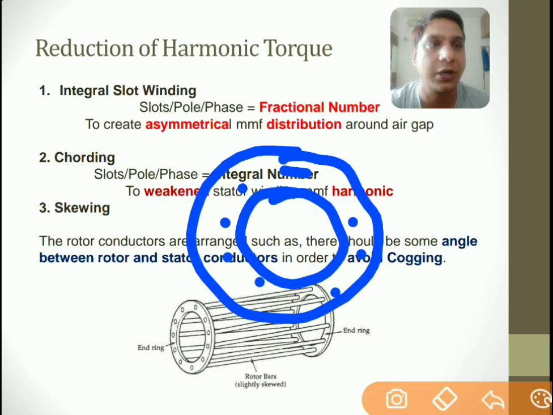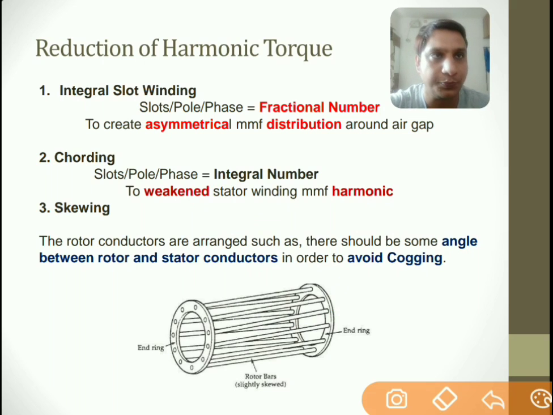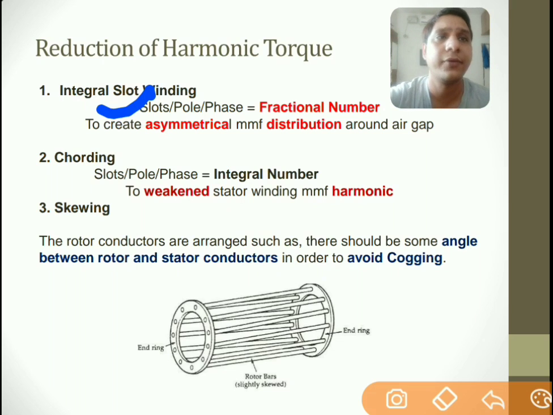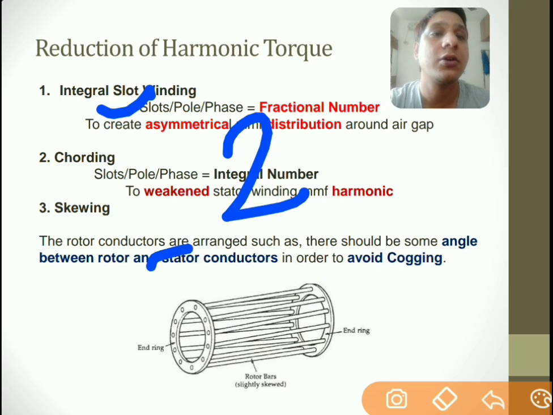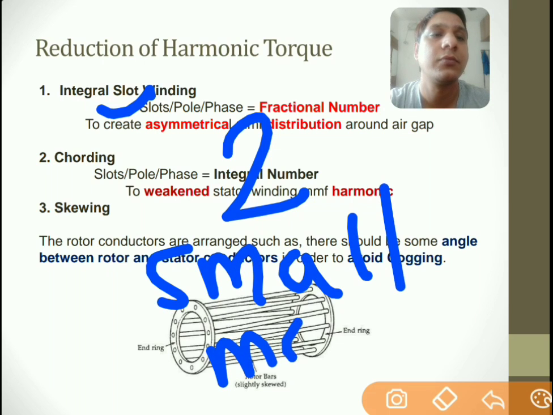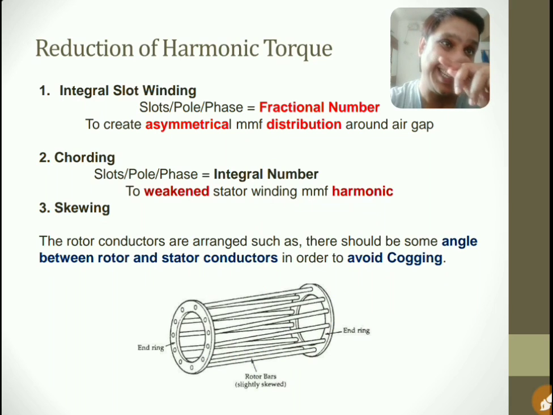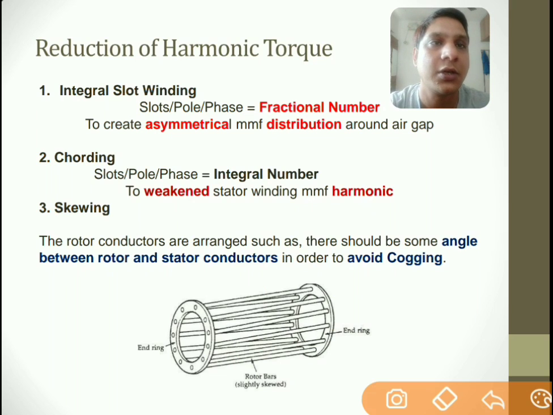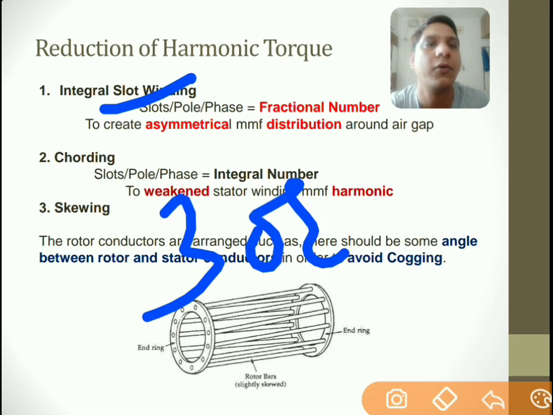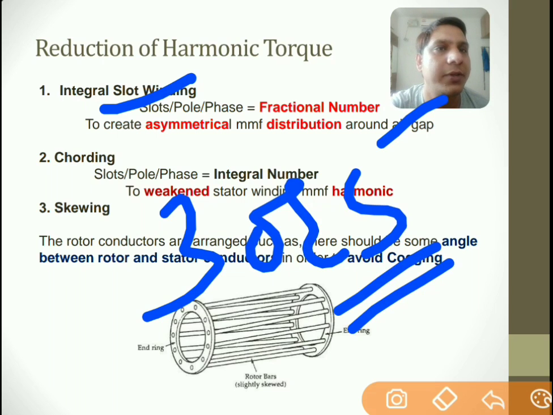So I hope you'll understand this. And there is one more thumb rule. When we are choosing the number of slots per pole per phase, roughly we can say that the number of slots per pole per phase should be greater than 2 for small motors. Generally for small motors, slots per pole per phase should be greater than 2. So 3 or 5 will be the general value which we consider for slots per pole per phase.